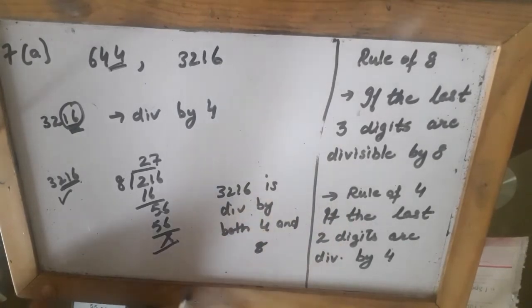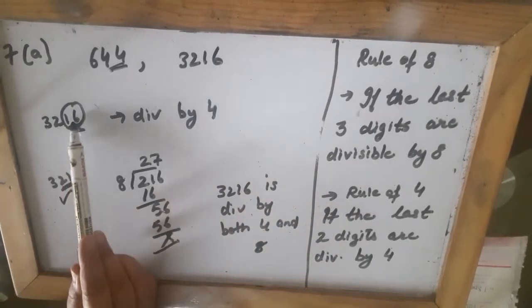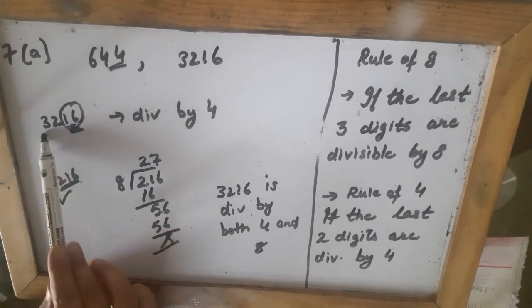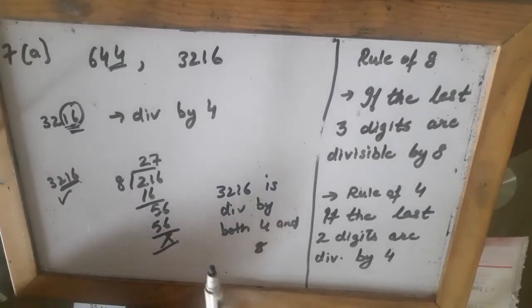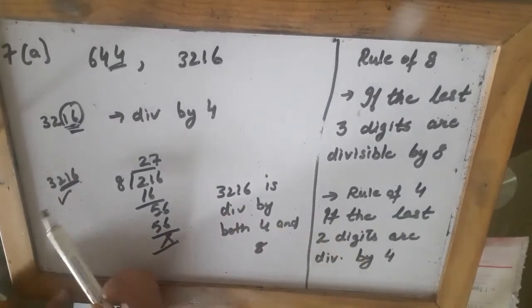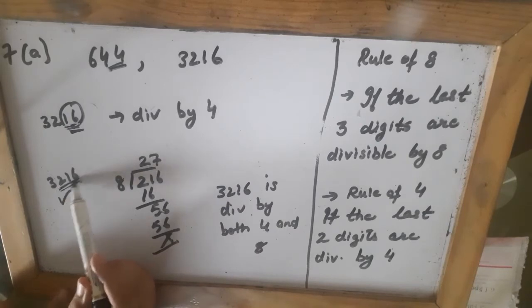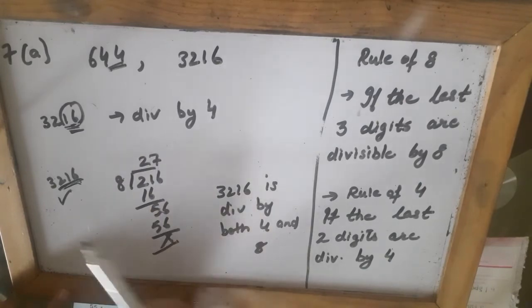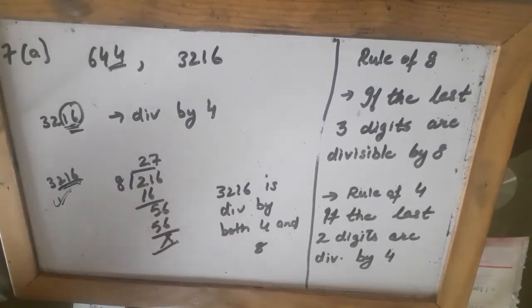So what is the divisibility rule of 4? I have to check the last two digits. These last two digits are divisible by 4, so the whole number is divisible by 4. And the rule of 8 says that I have to check the last 3 digits. I have to divide the last 3 digits by 8. The last 3 digits are divisible by 8, so this number is divisible by 8 also.